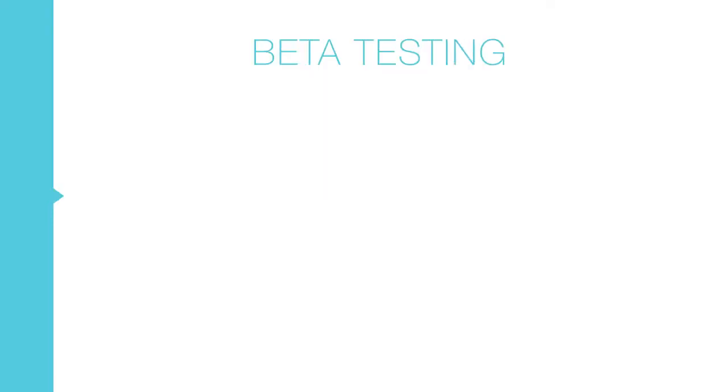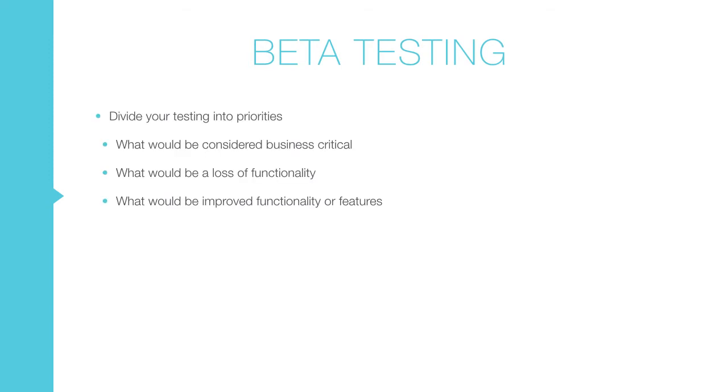So let's talk about the actual testing itself. What I like to do is divide my testing into priorities. These priorities are what would be considered business critical. Those would be what I consider a hard stop: functionality that, if I upgraded the server, has to work. What would be a loss of functionality? Things that we currently use, we'd like to continue using, but if it's not available, maybe something else is. It might be a change in the way we do things or a change in functionality. And then the third thing we test is what would be improved functionality or features.